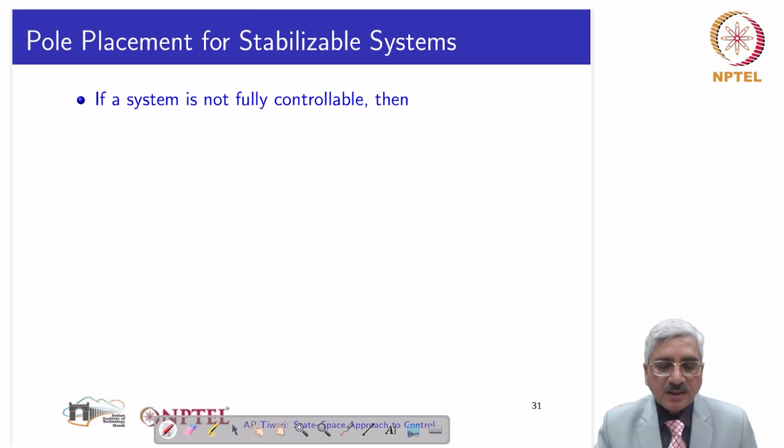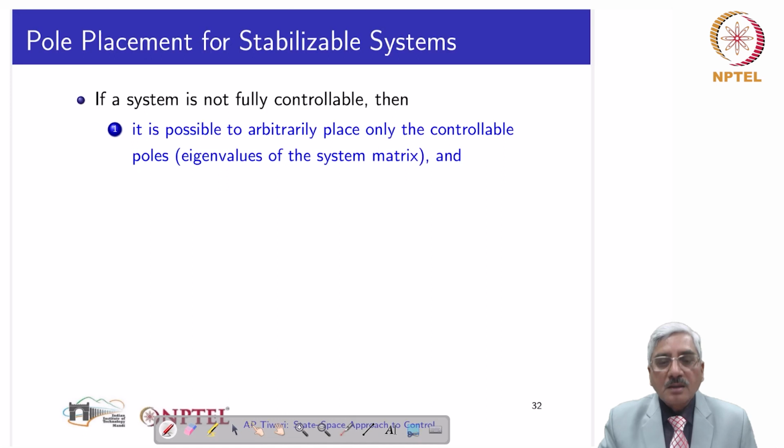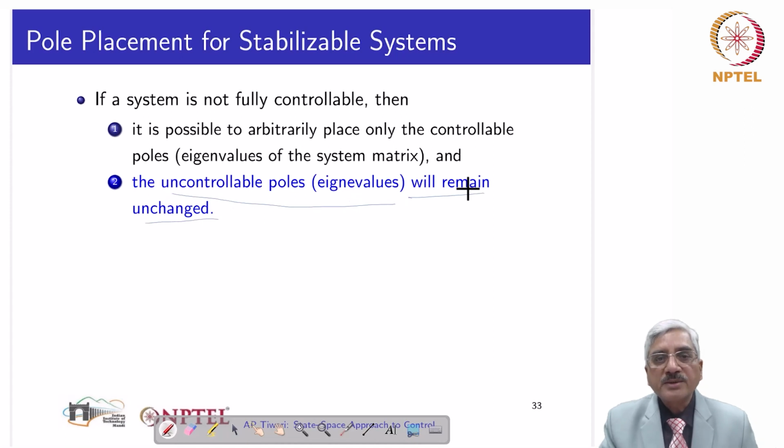Now we come to the second topic of this part of the lecture, the pole placement for uncontrollable but stabilizable systems. If a system is not fully controllable, or if the system is uncontrollable, then it is only possible to arbitrarily place the controllable eigenvalues, controllable poles of the system, and uncontrollable eigenvalues will remain unchanged. So we have seen while learning controllability through Gilbert's criterion or through Hautus's criterion, it is possible to know which eigenvalues are controllable and which eigenvalues are uncontrollable.